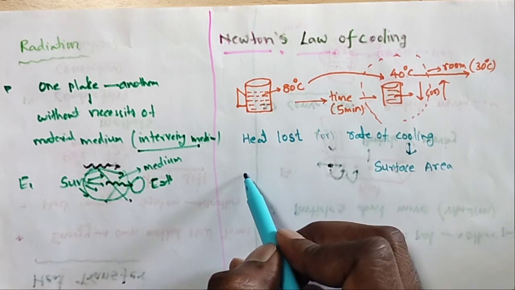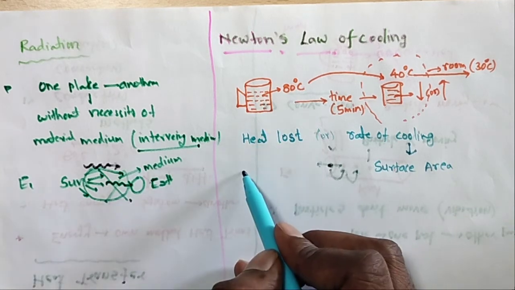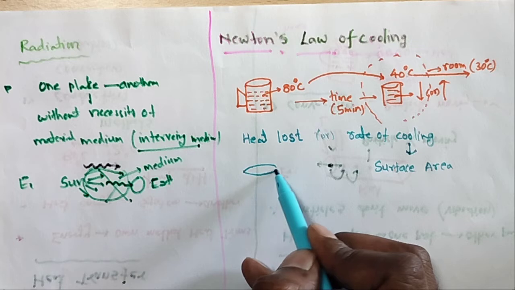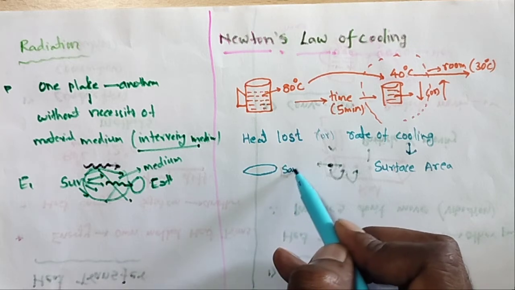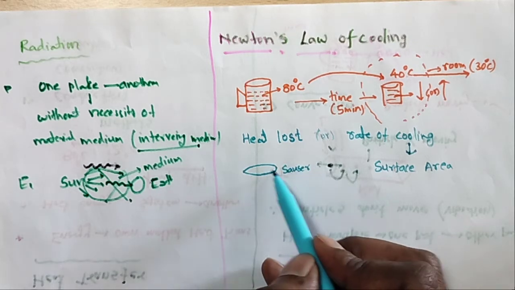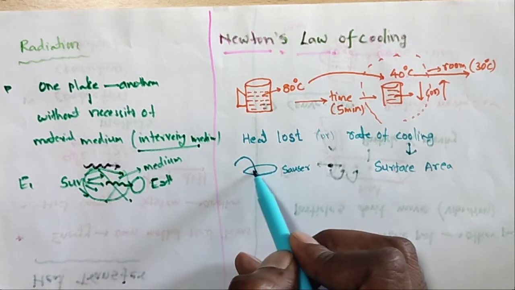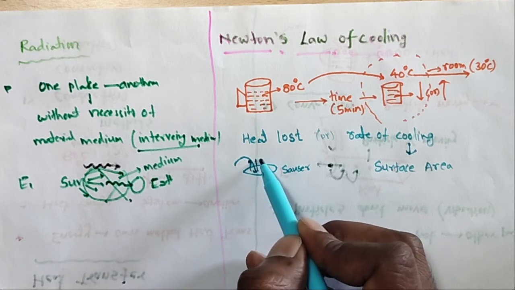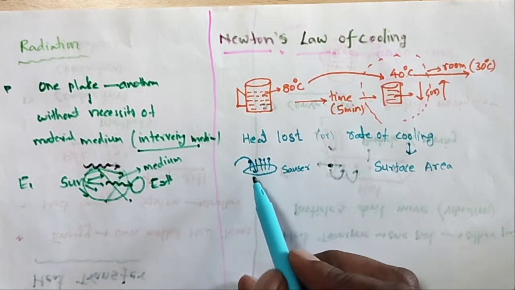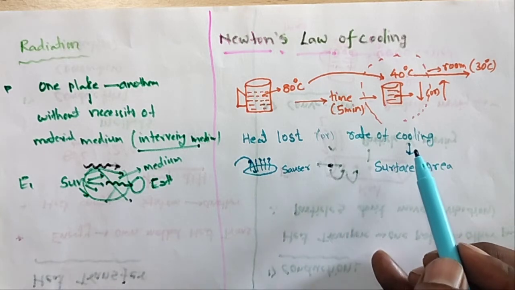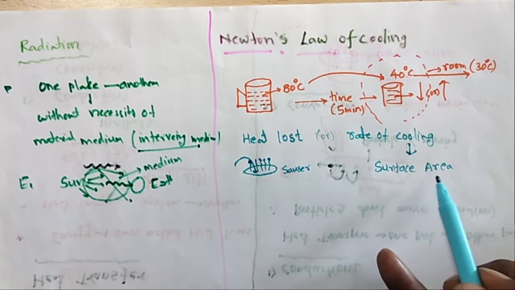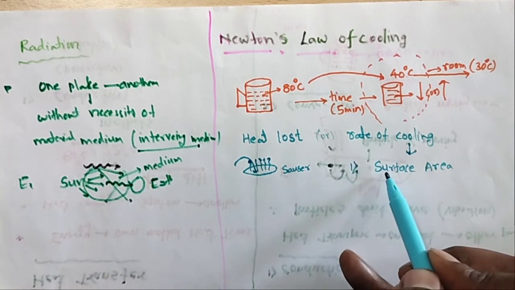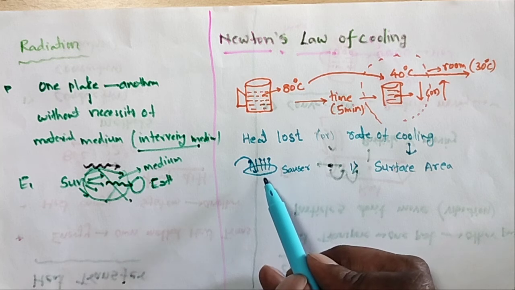Suppose sometimes the coffee is placed in a saucer, a very big plate. When the coffee is poured into the saucer, the area is more, and the cooling is very fast. So the cooling effect depends on surface area. The more the surface area, the faster the cooling.